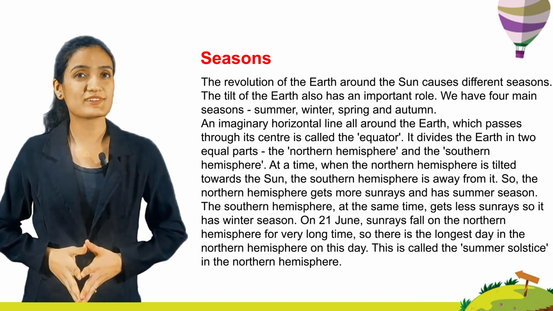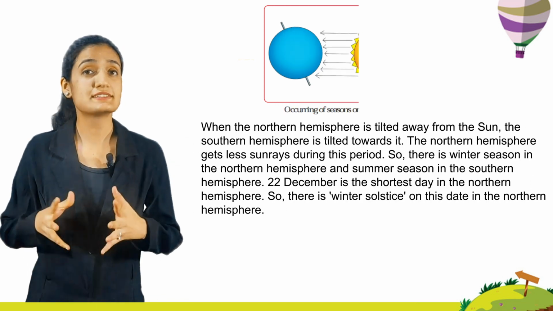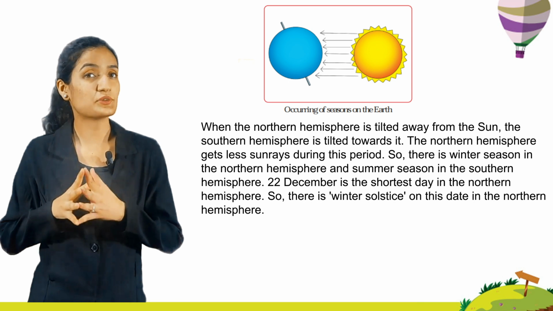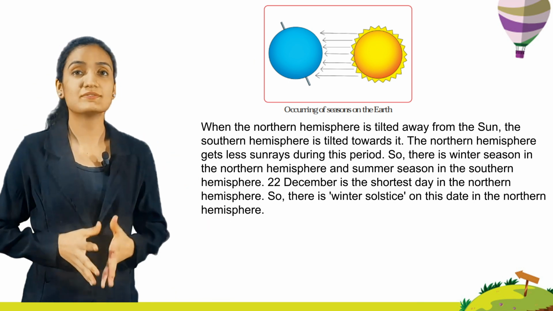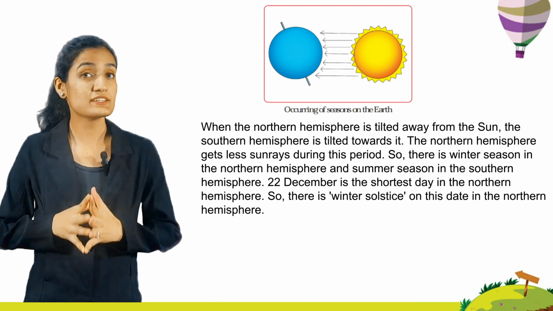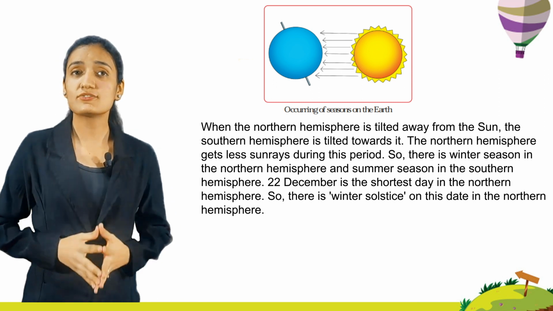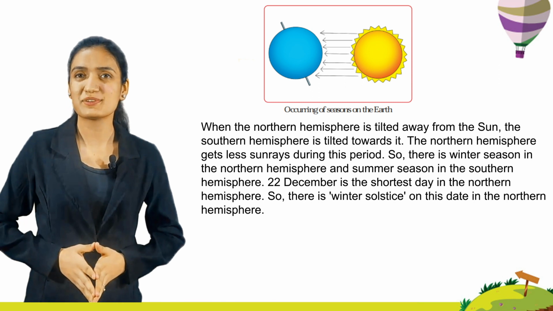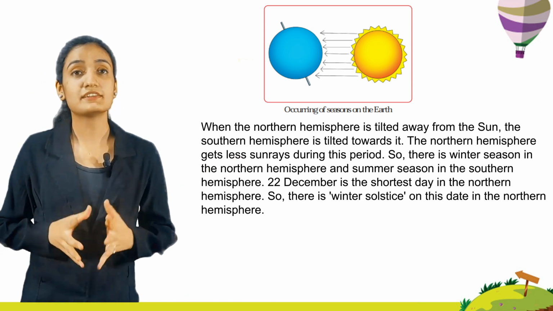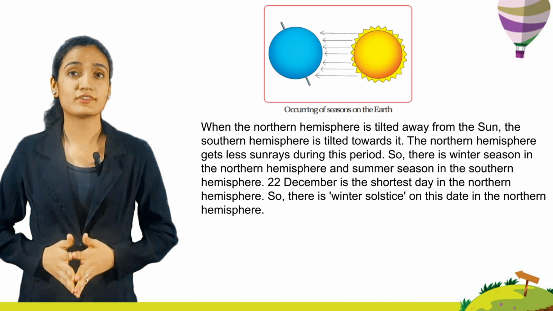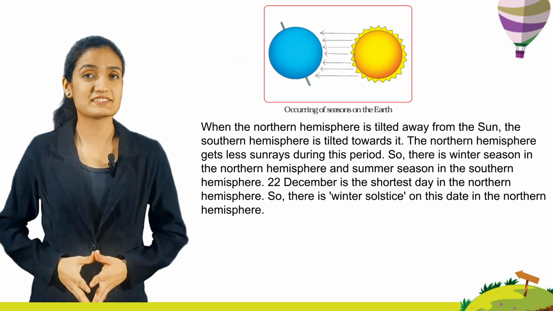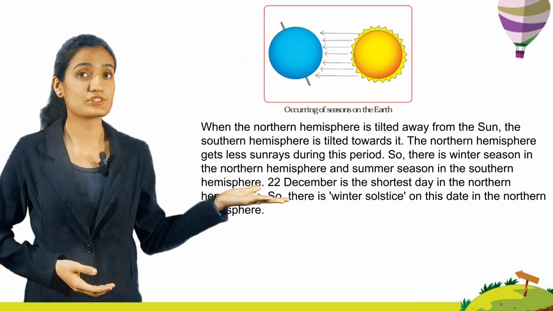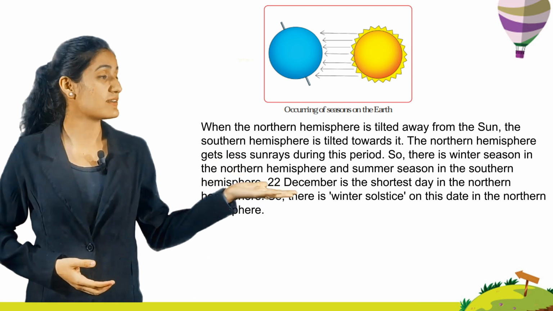When the northern hemisphere is tilted away from the sun, the southern hemisphere is tilted towards it. The northern hemisphere gets less sun rays during this period. So, there is winter season in the northern hemisphere and summer season in the southern hemisphere. 22nd December is the shortest day in the northern hemisphere. So there is winter solstice on this date in the northern hemisphere. Here you can see the picture of occurring of seasons on the earth.